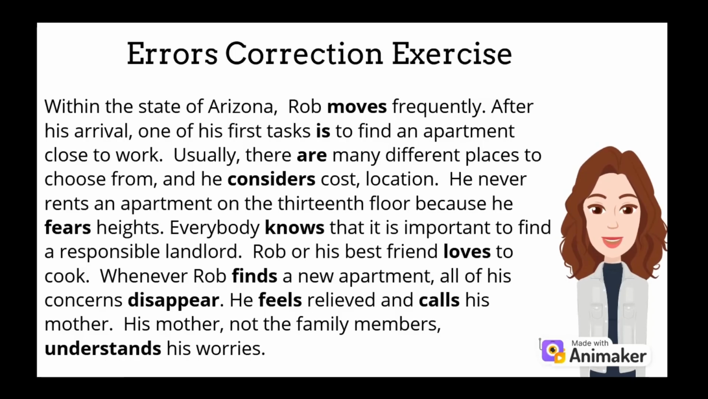Usually there are many different places to choose from. Here we have written are because in rule number 6 we have learned that when a sentence begins with here and there, the true subject follows the verb. So here the true subject is many different places, which is plural, and that is why the verb will be plural too, and it will be are.